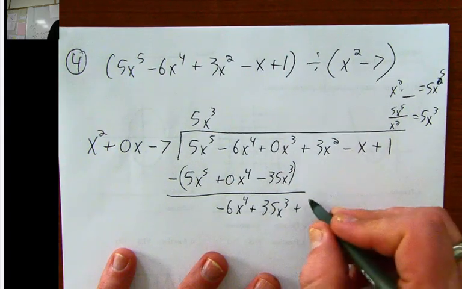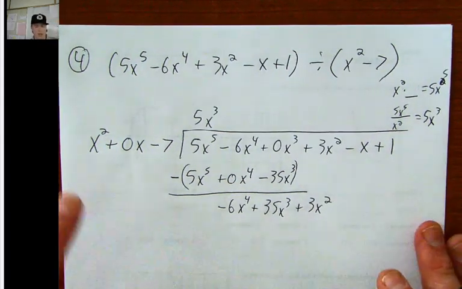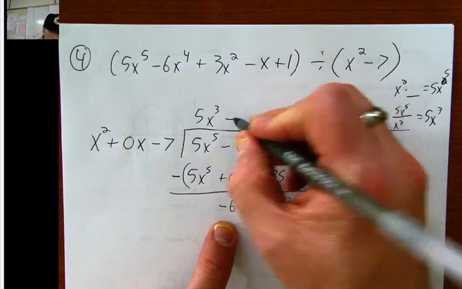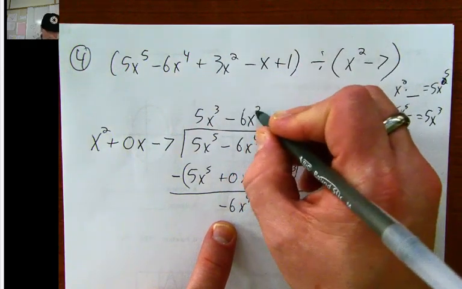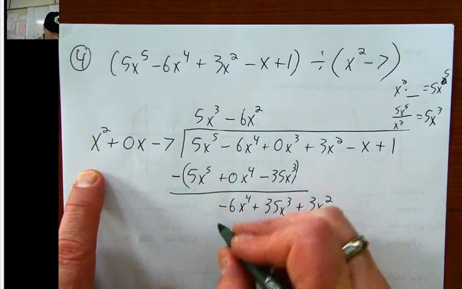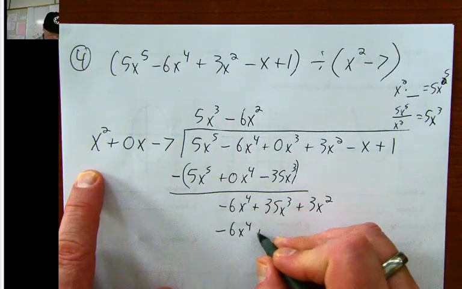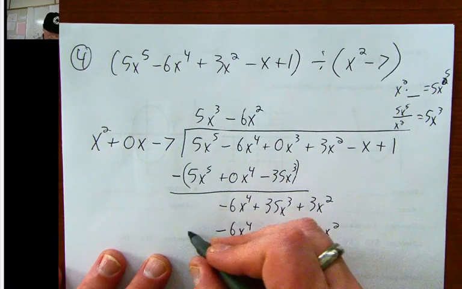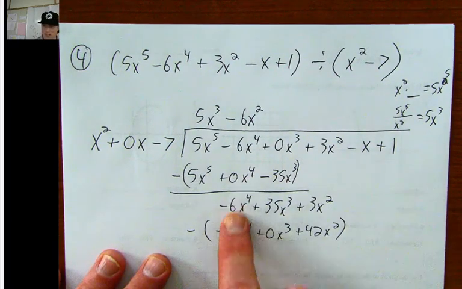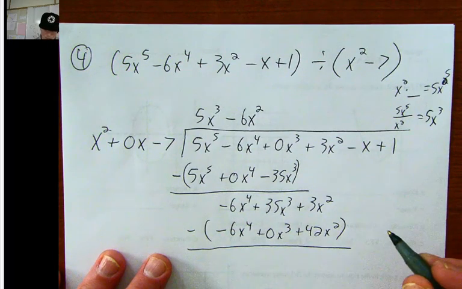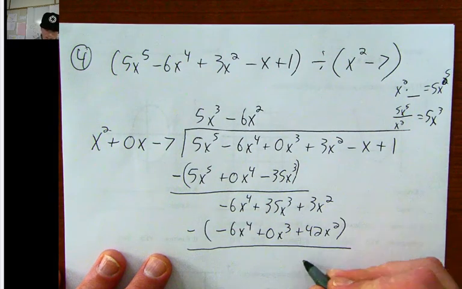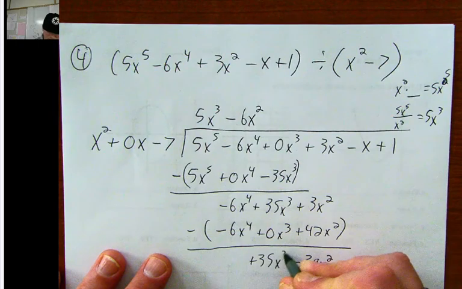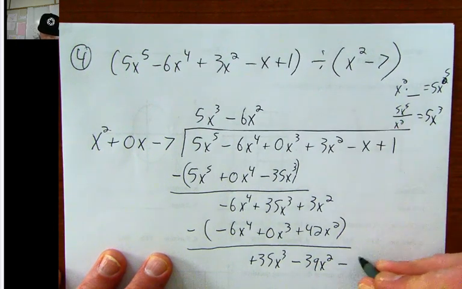And then drop down the next thing, 3x squared. Okay, x squared times what is negative 6x to the 4? That would be minus 6x squared. Distribute. This becomes negative 6x to the 4 plus 0x cubed plus 42x squared. Then you subtract. Notice that these are exactly the same, so you probably are doing it right. 3 minus 42 is negative 39x squared. The cubes are positive 35x cubed. And then you drop down the next thing, the x.